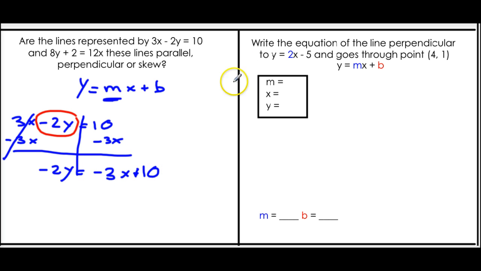Second step, what do we have to do? Divide everything by negative 2. Once again, this is the reason, so you have to keep those negatives in there. If you don't put the negative there, then you will get this wrong. So y equals negative 3 divided by negative 2. These are both negative, so it just becomes positive 3 over 2x minus 5.